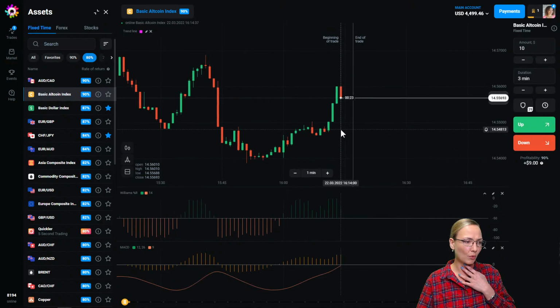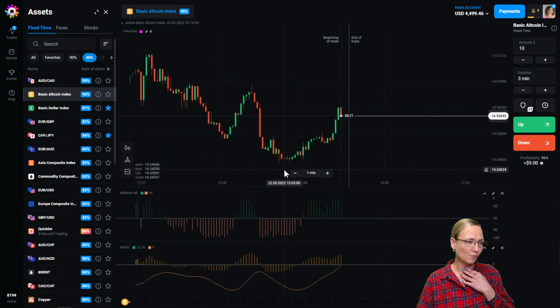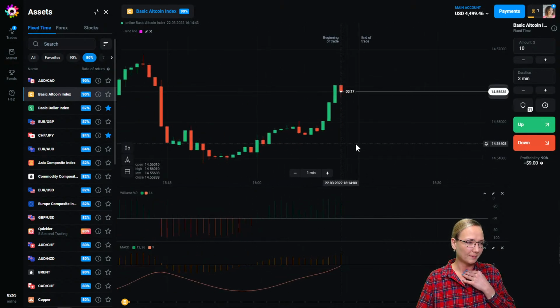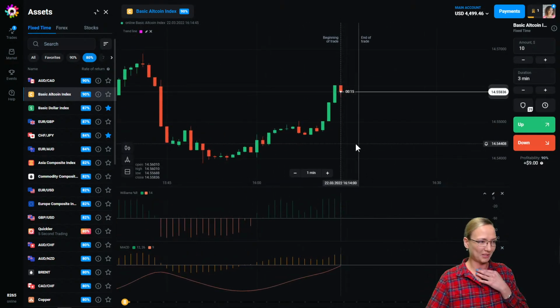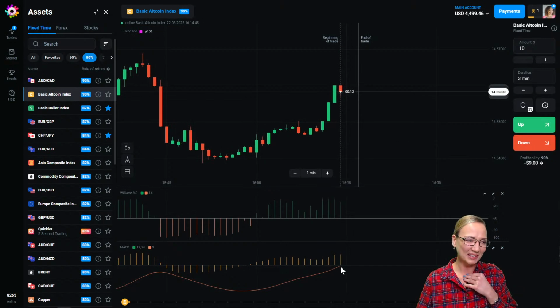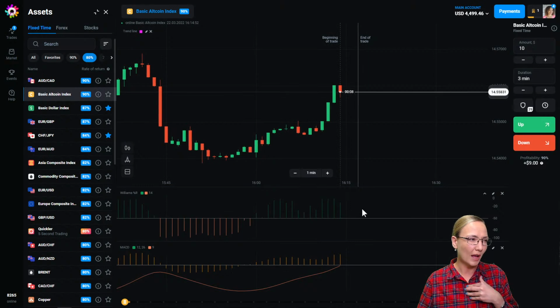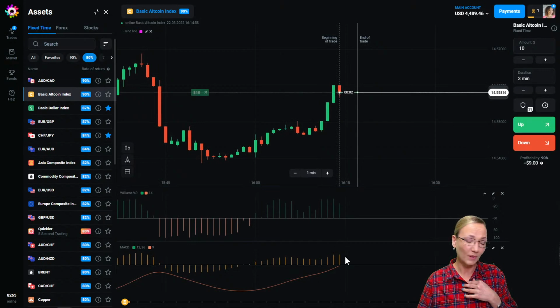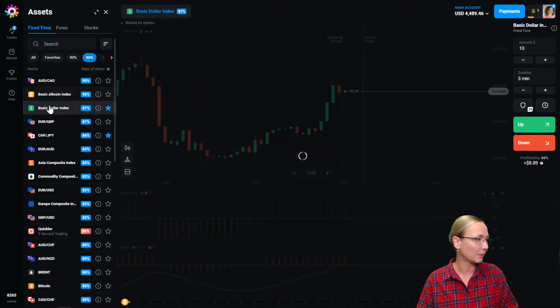I'm still going to, I'm thinking. What would you guys do in this situation? It just looks like this signal line also wants to cross the midline to the upside. So I think that I will also try to trade this up for 3 minutes. Both histograms are above the midline. So yes, potentially this is a signal.